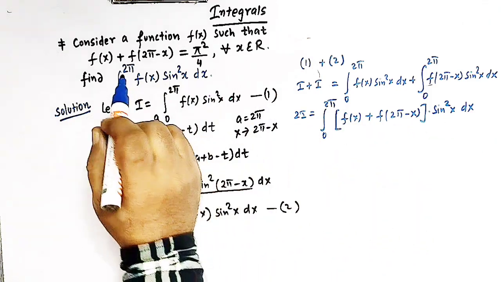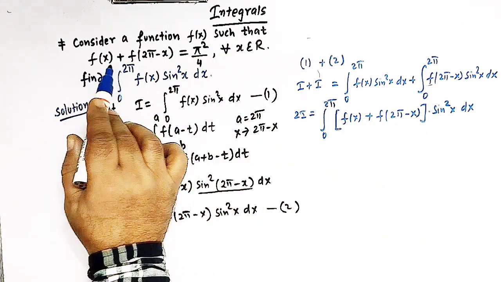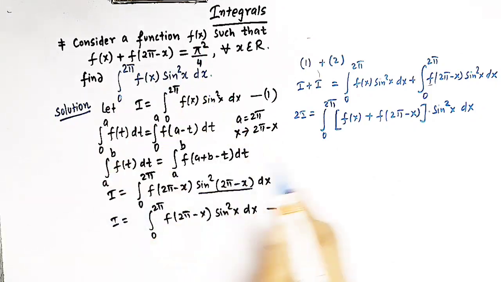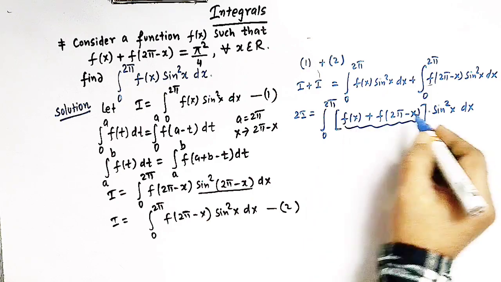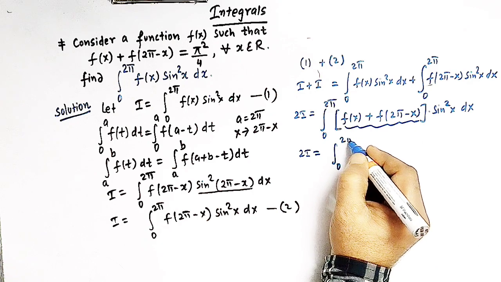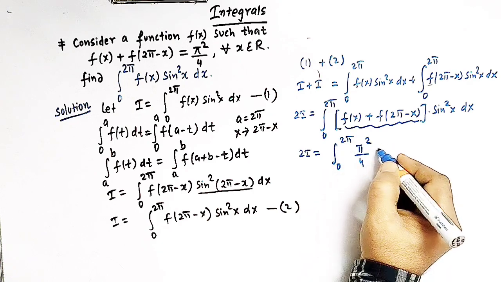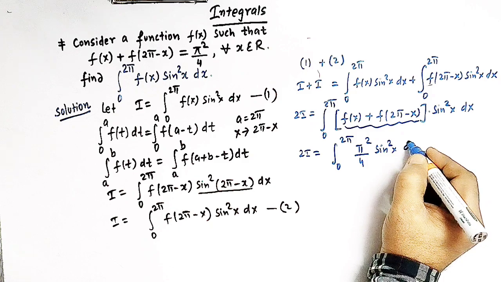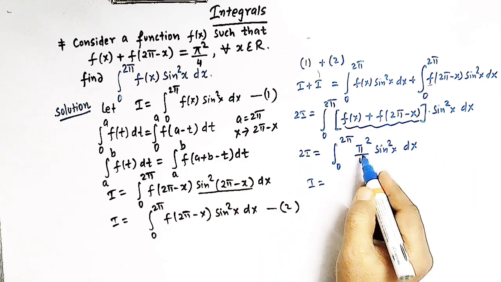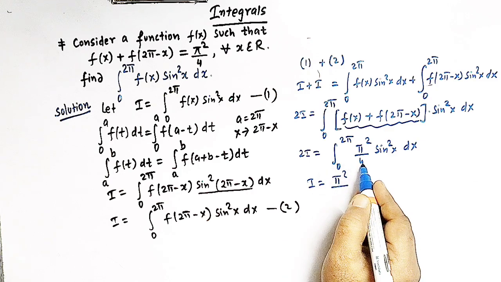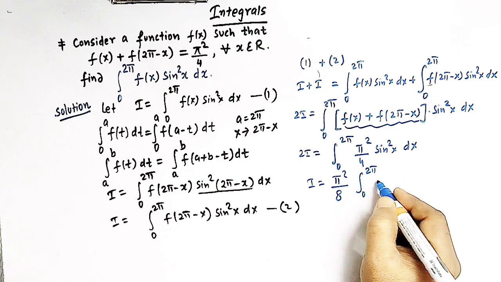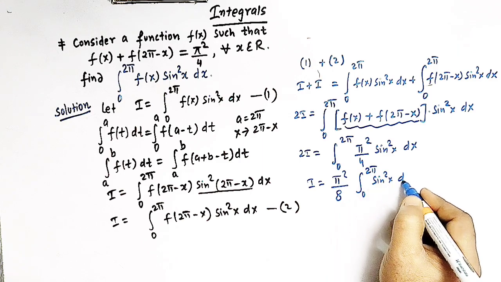Now see, we are given in the problem that f of x plus f of 2 pi minus x is equal to pi square over 4. So let us replace this quantity by pi square over 4. So we have 2I equal to the integral from 0 to 2 pi of pi square over 4 times sine square x dx. Let us rearrange the terms. So we have I equal to pi square over 8, times the integral from 0 to 2 pi of sine square x dx.